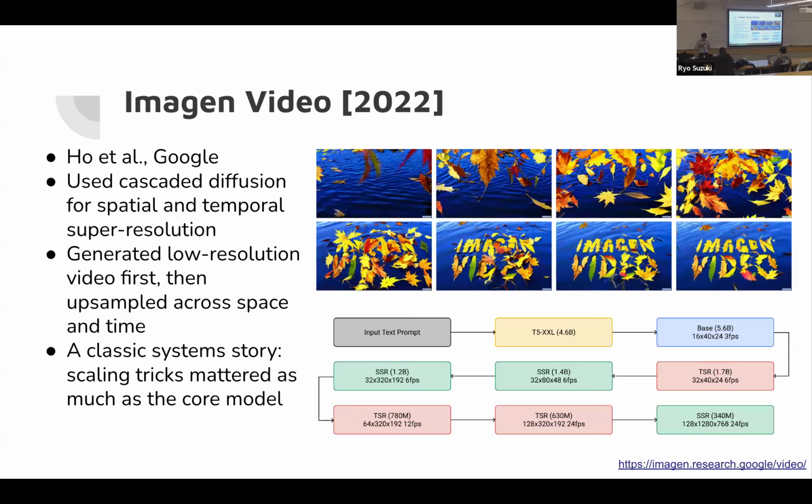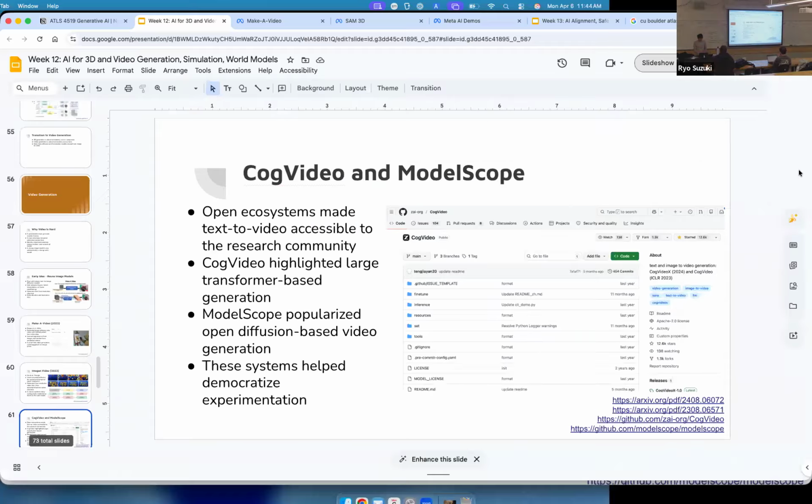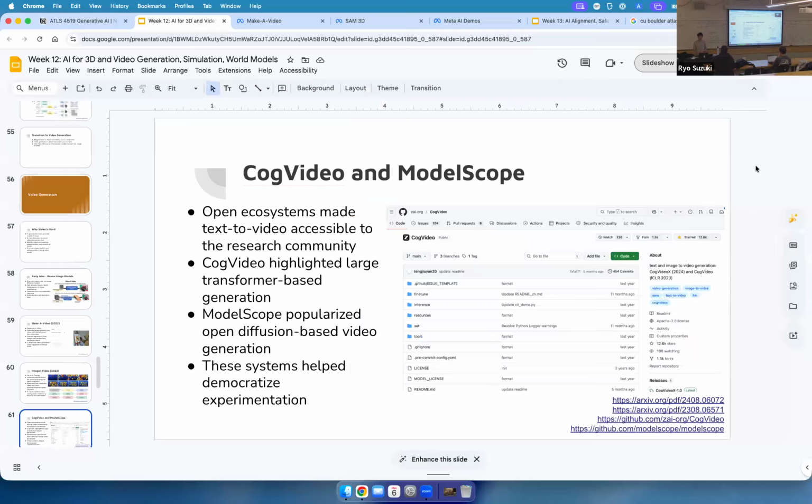So both Meta and Google tried to show the first version of a video generation model, and after that, the research community started exploring what we can do. CogVideo and ModelScope are the first open source, open weight models from China. By the way, most of the open source models are coming from China nowadays.